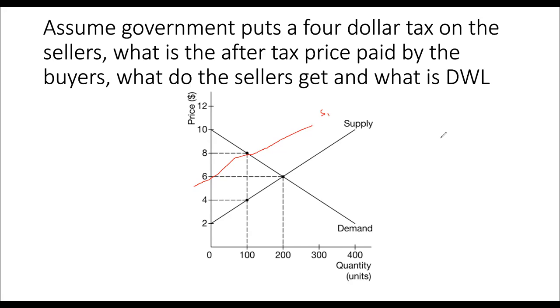Yeah, so you want it between 6 and 2 like that, right? Yeah. Okay. So with the $4 tax, all you have to have is the new equilibrium down to the old supply curve. So you have a $4 tax.